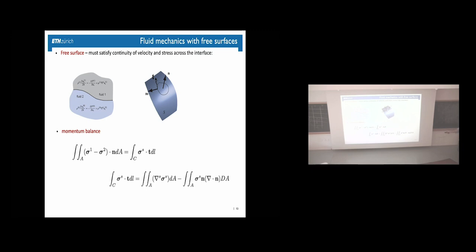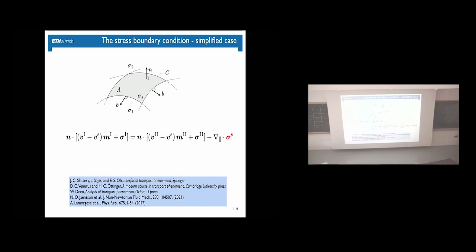I can convert a contour integral into a surface integral by using the Gauss divergence theorem, and I get this equation. And then because it has to hold for every surface and every contour, I can get to an equation that simplifies to a stress balance equation. I have the stresses, the momentum from phase 1, the stresses, the momentum from phase 2, and they must be balanced by this gradient of the surface stress, okay?